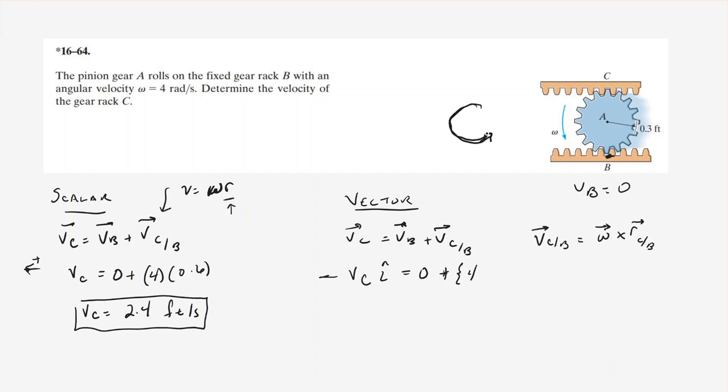So if you take your right hand and curl your fingers in the counterclockwise direction, your thumb is going to point toward you, and that's the positive K direction. So this would be a positive K, and it's going to cross with R. Okay, so R is going to go from here to here.